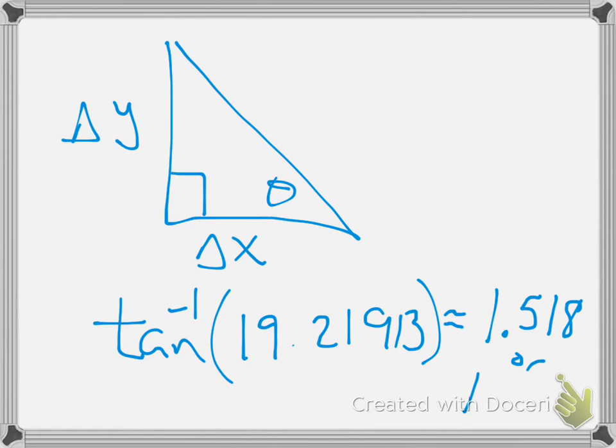I'm using the scoring guide for this. So the truncated answer 1.518 or the rounded answer 1.519. They'd accept either one. You don't have to put both. Just put one of them down. Note that these are radian measures.